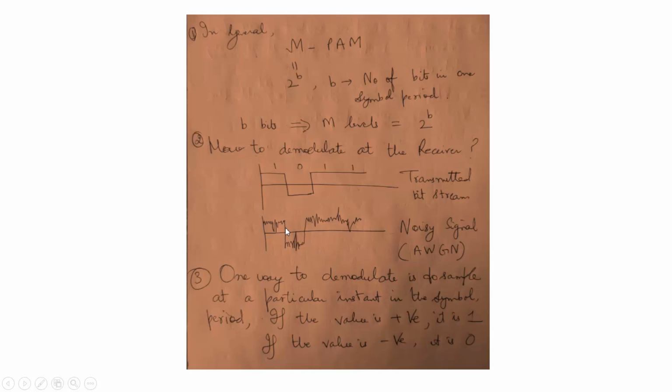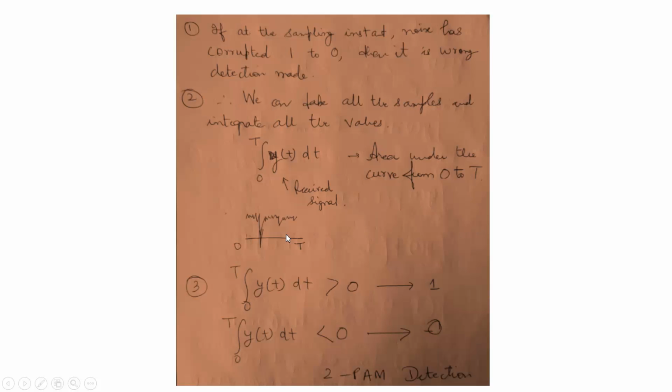So what we can do is that instead of measuring the voltage at a particular point, we will try to take the average from 0 to capital T using this integral, the integral from 0 to capital T of y(t) dt. That means we are trying to find the area under the curve from 0 to capital T. This is the received signal, so we can integrate all the values within the symbol period. If this value is greater than 0, it will be 1. If this value is less than 0, it will be 0.